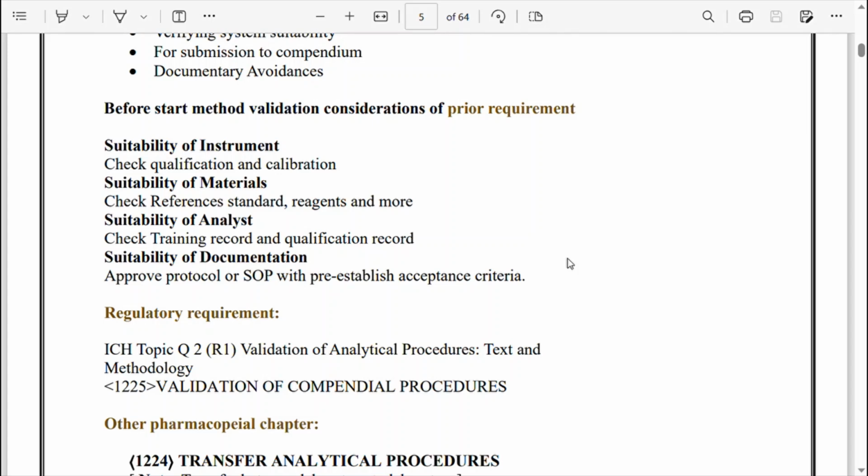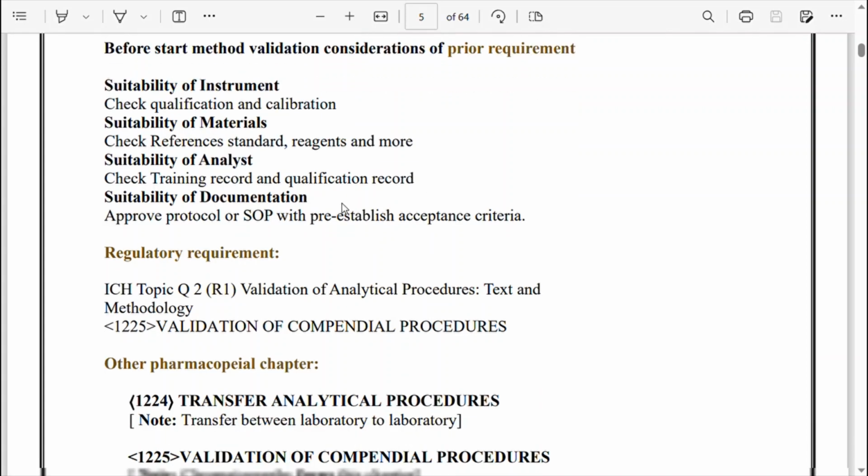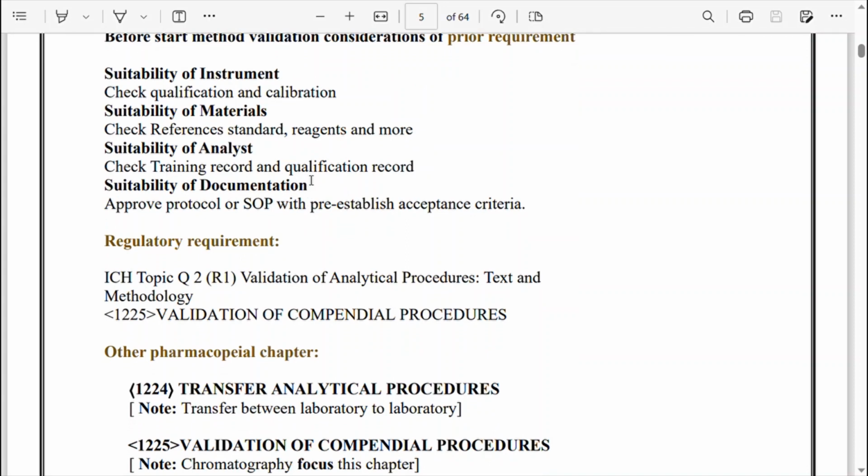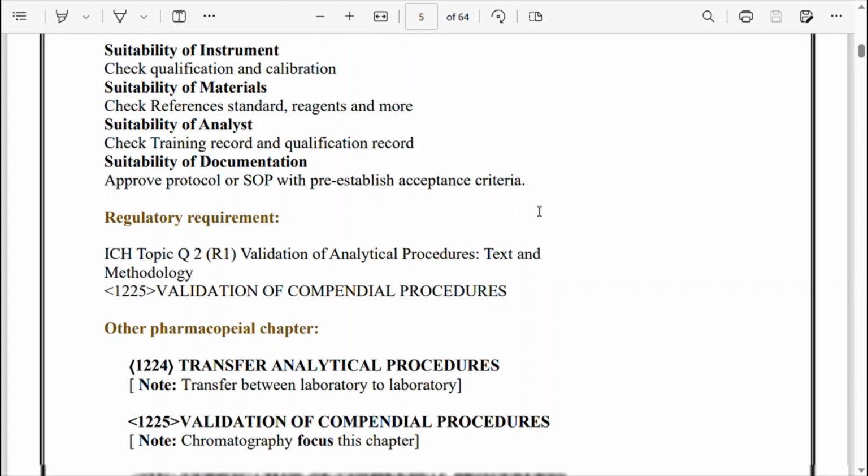Before starting a method validation, we will also check some prior requirements. System suitability of instrument: check the qualification and calibration of the system. Suitability of material: check the reference standard and reagent, which are useful in our method validation. Suitability of analyst means we will check the training record and qualification record. Suitability of documentation means we have already done the approved protocol on the QA side, with pre-established acceptance criteria, which the protocol must meet.